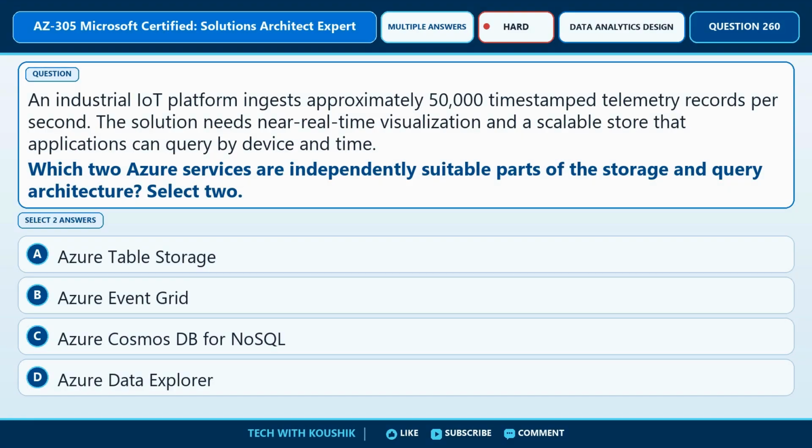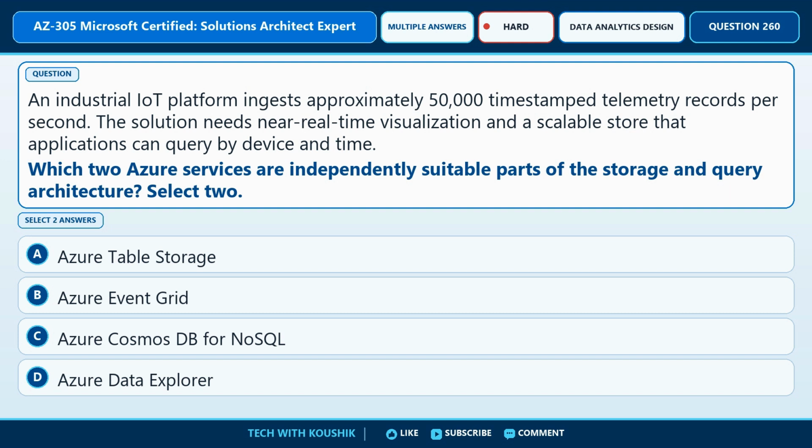Let us work through question number 260. We are moving to data analytics design. Review the scenario carefully. An industrial IoT platform ingests approximately 50,000 timestamped telemetry records per second. The solution needs near real-time visualization and a scalable store that applications can query by device and time. Which two Azure services are independently suitable parts of the storage and query architecture? Select 2. Identify all valid responses.